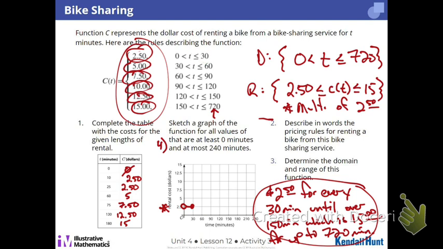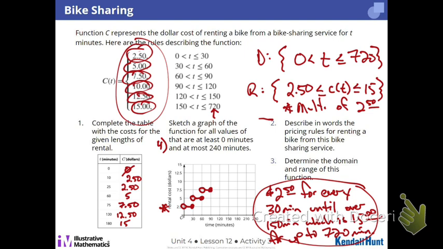So next output's $5. Does 30 work for $5? No, the time has to be more than that. So I'm open at 30 because it's my reference point, and it's that price all the way through 60 minutes. After 60 minutes, output is $7.50, but 60 doesn't work. It does work all the way through 90 minutes.